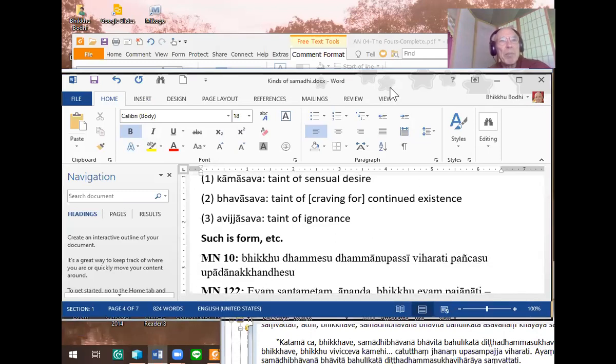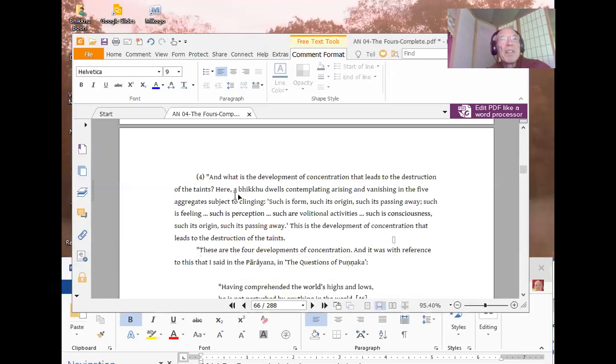So here the text expresses it as the monk or the practitioner dwells contemplating arising and vanishing in the five aggregates that are the objective domain of clinging. And so one observes or contemplates, this is material form, this is its origin, this is its passing away. This is feeling, this is perception, these are the volitional activities, this is consciousness, this is its origin, this is its passing away. So that's the development of concentration that leads to the destruction of the taints.